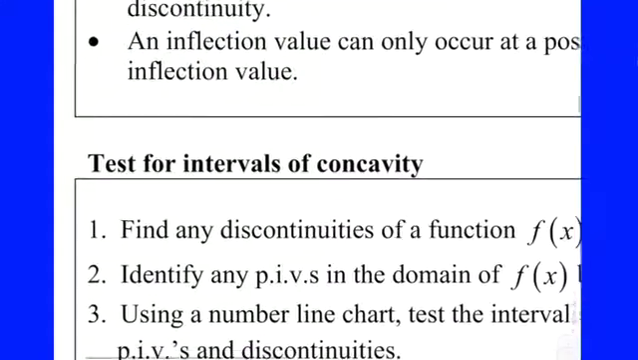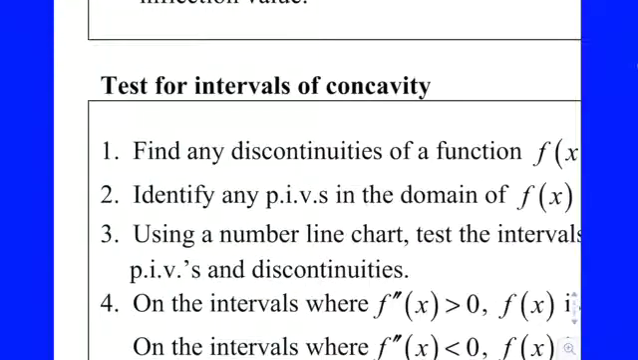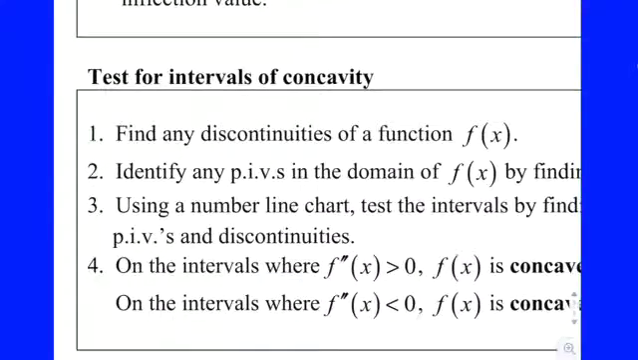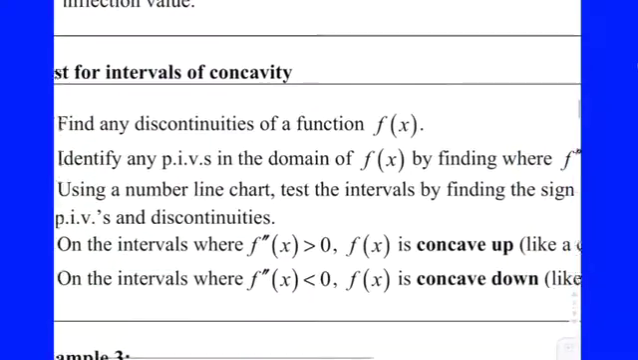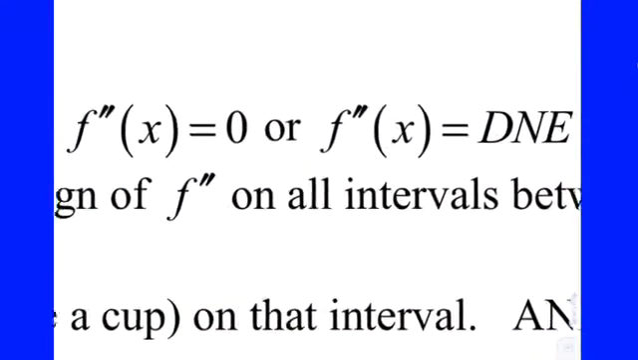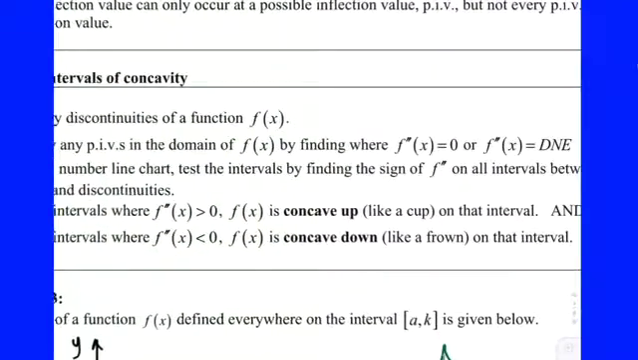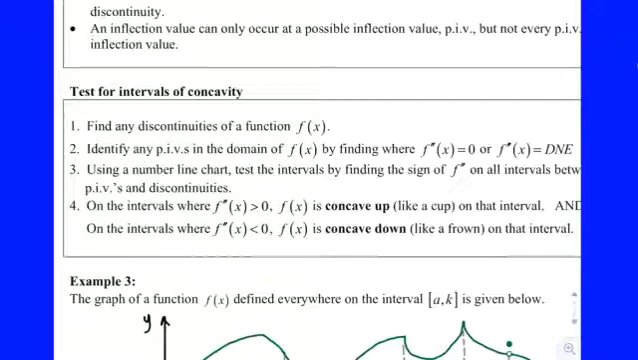Good. So what we're going to start with is testing for intervals of concavity. Like in the previous section, we tested to see where the graph was increasing or decreasing. We want to know where the graph is part of a smile or part of a frown. So here's how we're going to test those intervals. We're going to find any discontinuities of the function. They're going to make their way into the chart. We're going to identify any PIVs that are in the domain of the function by, again, seeing where the second derivative is 0 or undefined. We're going to make our number line chart, testing in between those values.